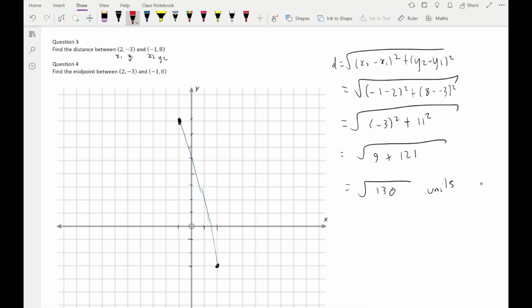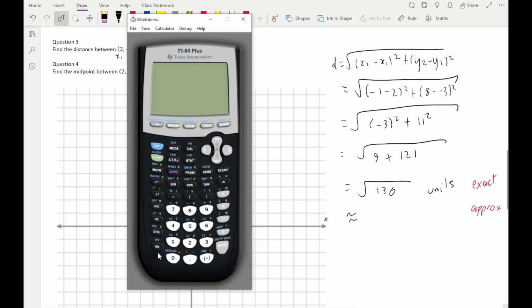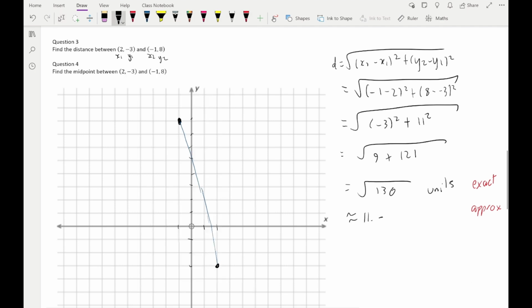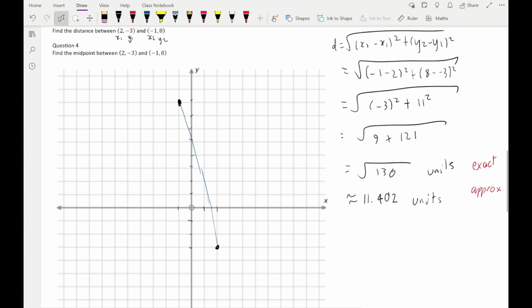Now what we've got here is called our exact answer, and if you put it into your calculator, you'll get an approximate answer. Depending on the context of the question, you might want either one. If you're working in theory, like doing a proof or something, exact is better. But if you're working in the real world, approximate is better. Because if I tell you it's root 130 units from here to Westlands, you'll wonder what I'm talking about. All right, 11.402. Beautiful. That's the approximate answer there. I use the squiggly equal sign.